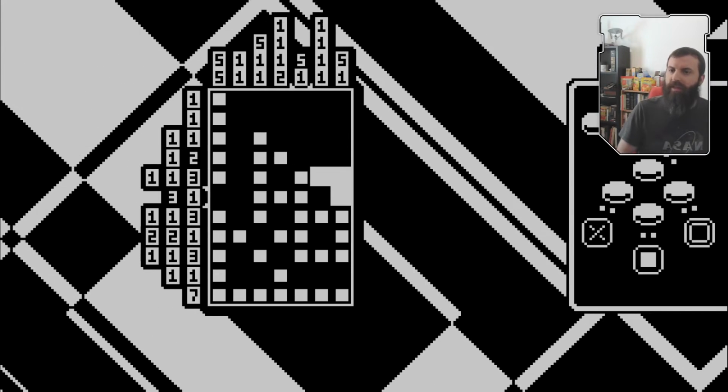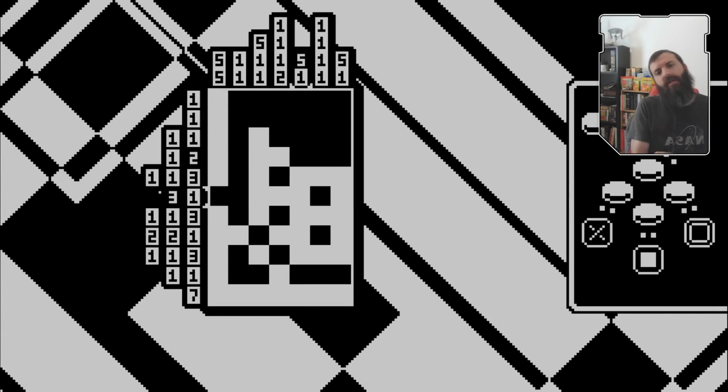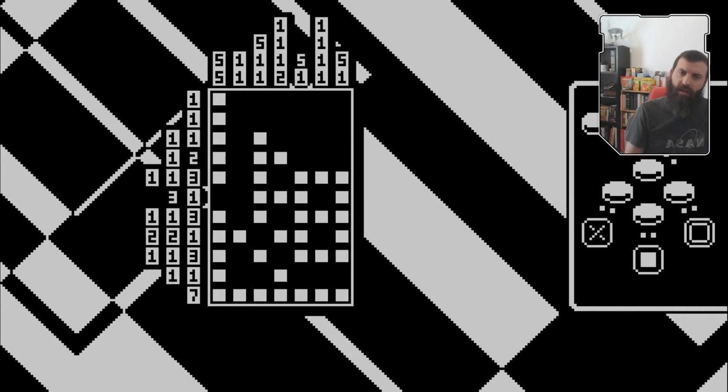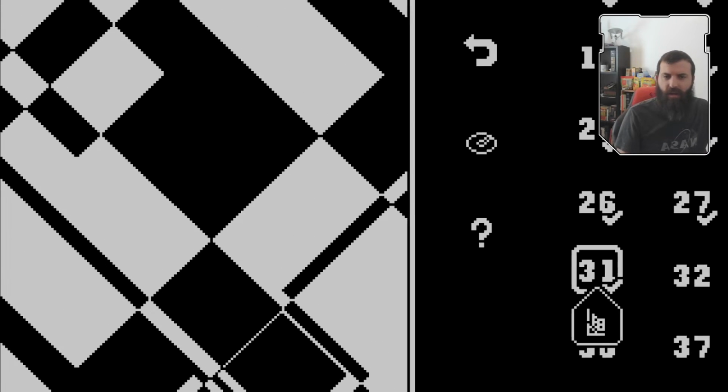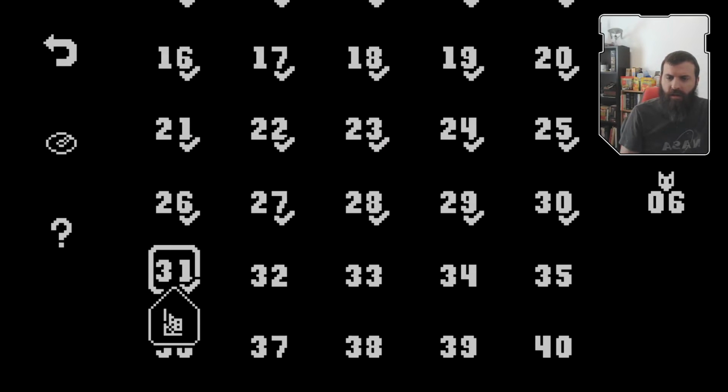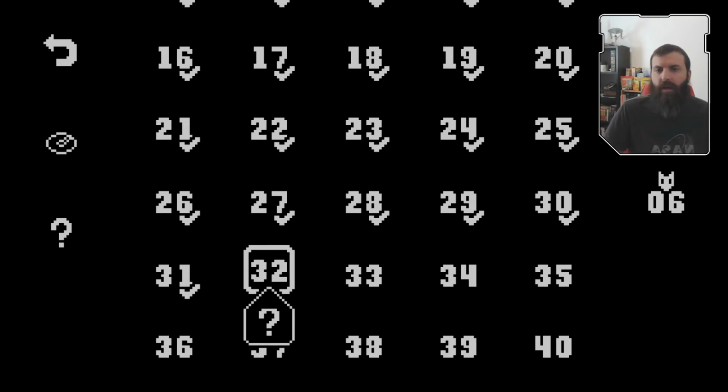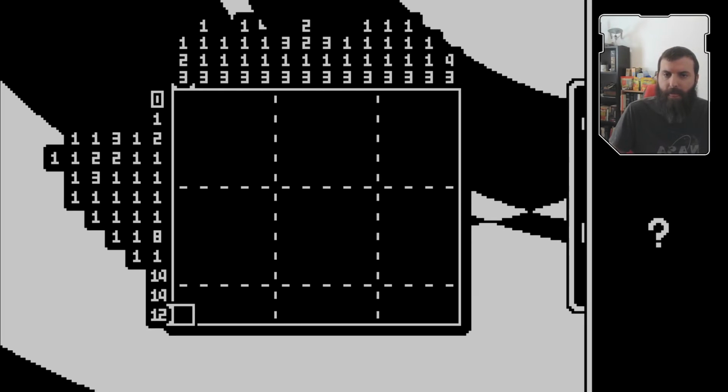Done. Easy peasy. I don't know what I'm looking at. What am I looking at? Oh, it's a cash register as seen from the side. Cool. Alright, on to Nonogram 32.